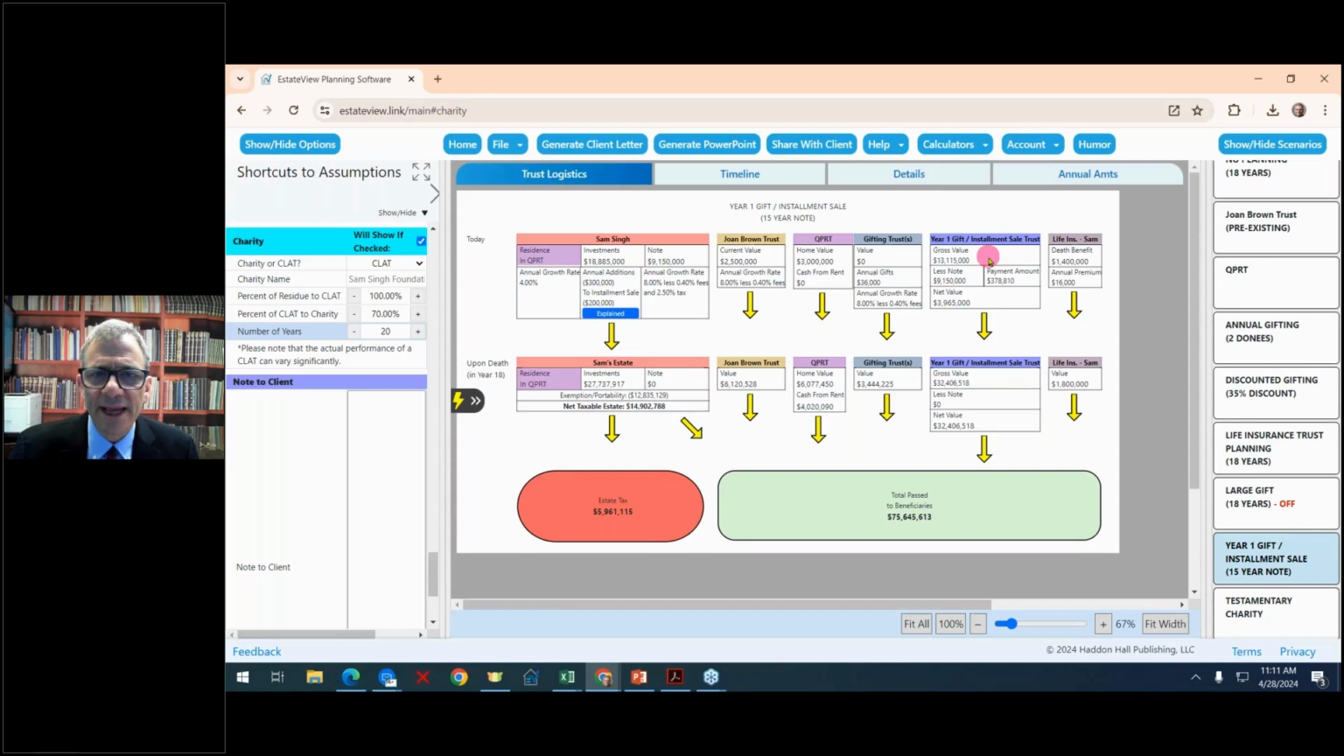trust has 13 million of non-discounted investments. It owes the note of 9,150,000, which is now in his estate. So the net value is 4 million that we're getting out of his estate in the year of the sale, using only 950 of his exemption.